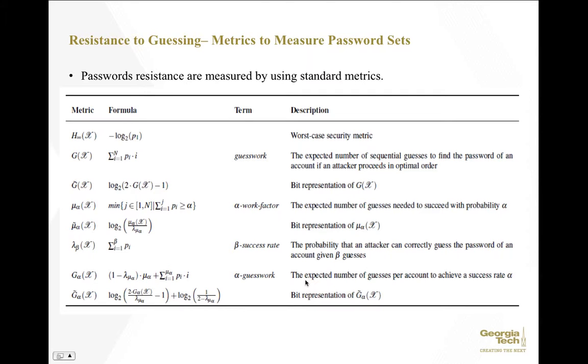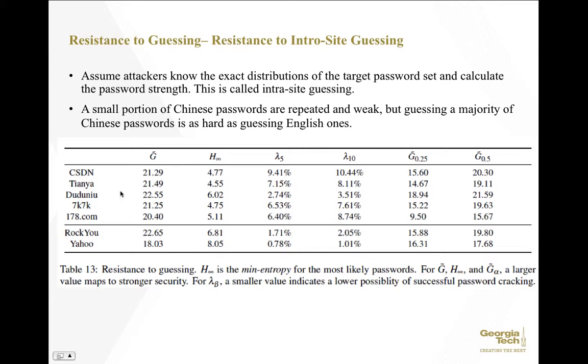And also the alpha-guesswork, the expected number of guesses per account to achieve a success rate alpha. So we have guesswork, we have alpha work factor, beta success rate, and alpha guesswork. The author in this experiment assumed attackers know the exact distribution of the target password set and calculate the password strengths. This is called intra-set guessing.